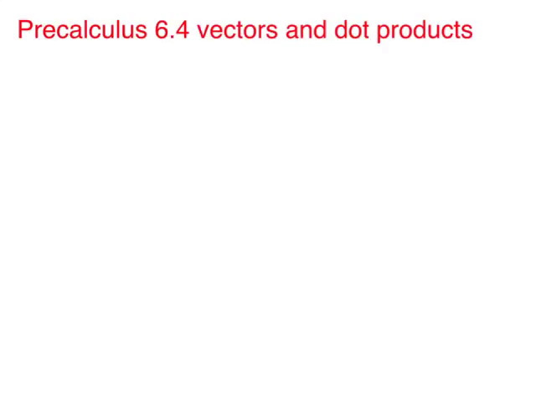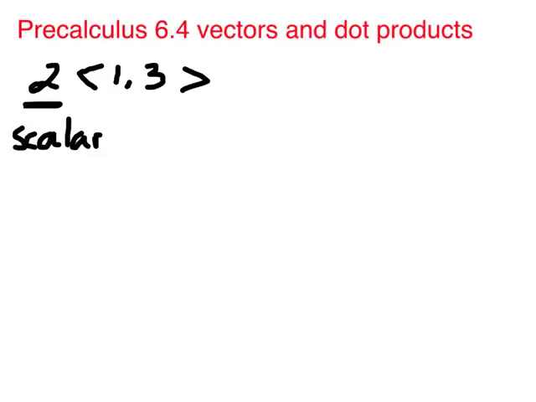Okay, in 6.3, we studied vector addition and multiplication by a scalar amount, which means we just had a number out front, like maybe we had 2. For instance, we might have had 2 times the vector 1, 3, and this would be called a scalar because it's just a number. When you have a number, a lot of times they call it a scalar quantity. This would be a vector quantity because it's a vector.